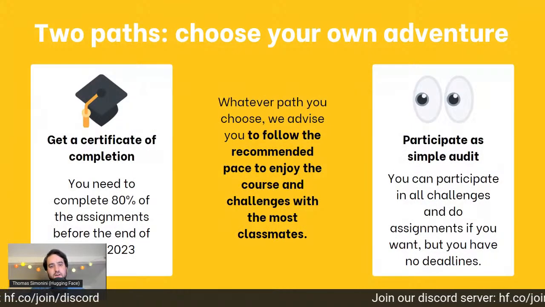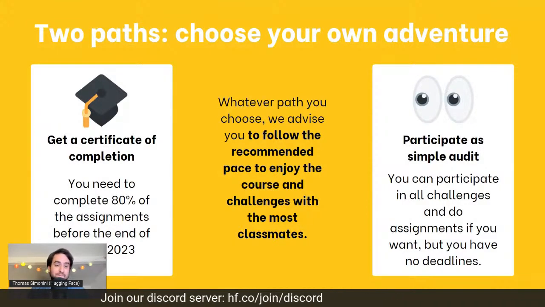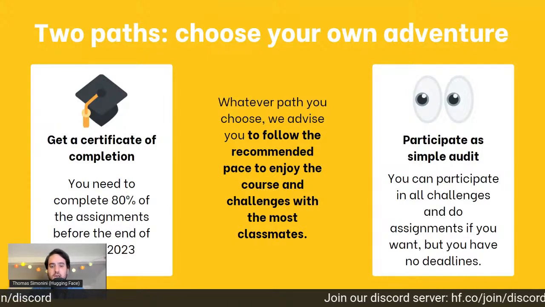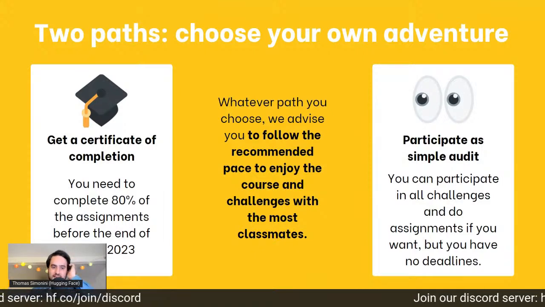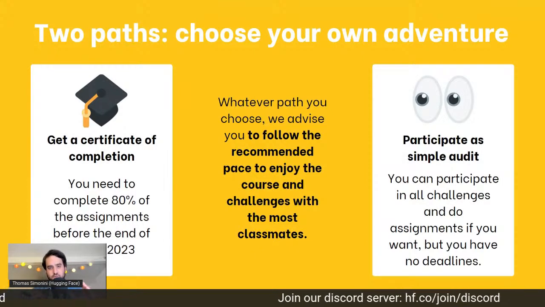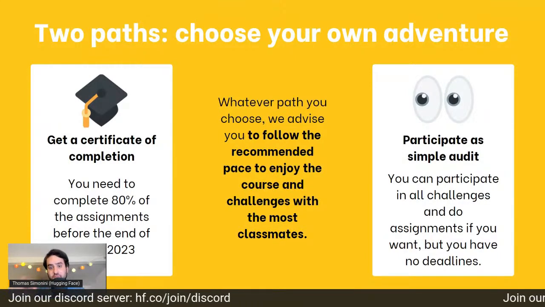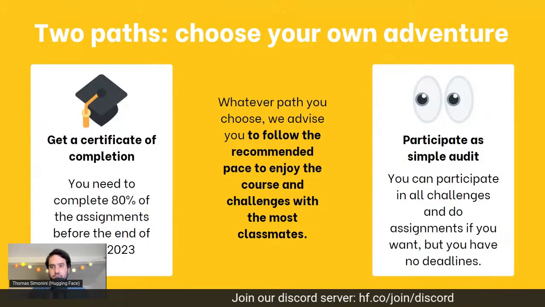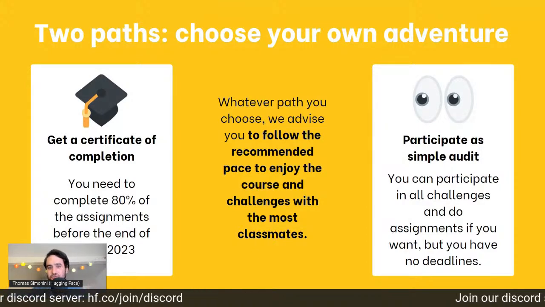What I wanted to mention now is that there are two paths for this course. Obviously, this course is totally free. I repeat, it's totally free. You can either just participate as a simple audit, so you can do the challenges and assignments, but you will not have any deadlines. Or you can want to get a certificate of completion. In that case, you need to complete 80% of the assignments, which means you need to do 80% of the hands-on before the end of March. Whatever path you choose, we recommend you follow the recommended pace that I'm going to show you after, to enjoy the challenge at the same time as everyone, and to get the most out of the course with your classmates.